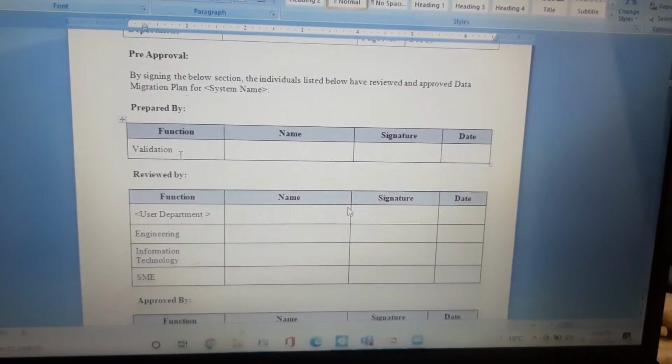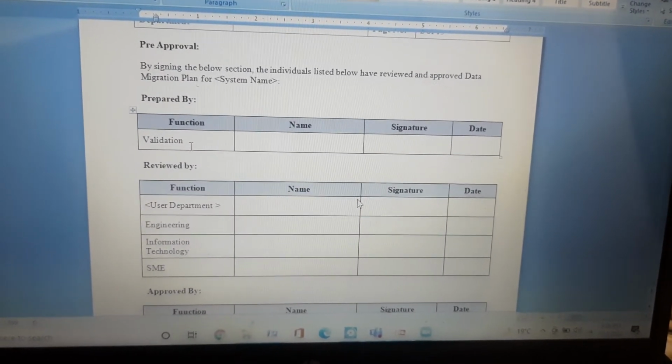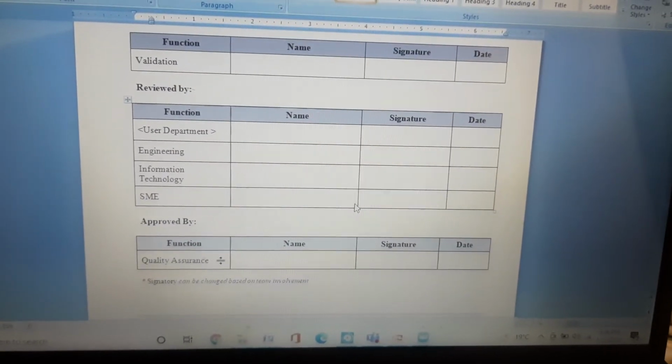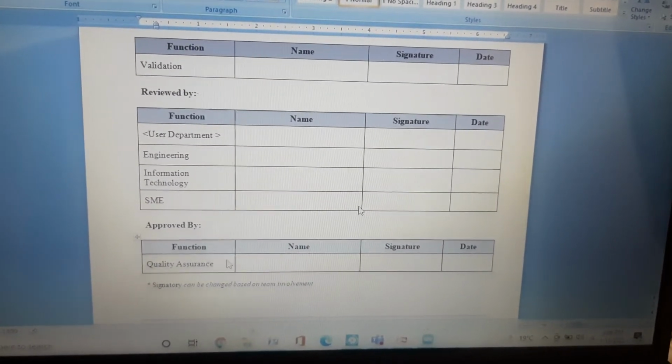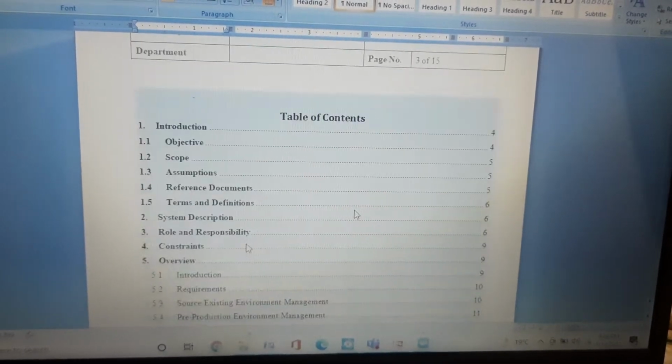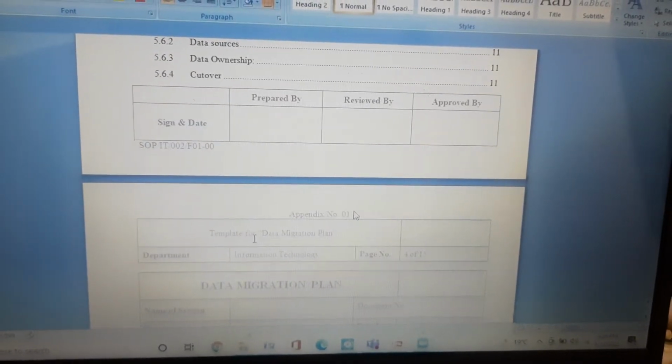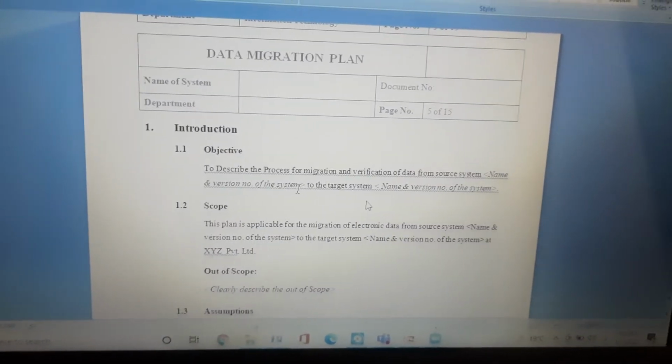It should be prepared by the validation person with the help of the IT persons, reviewed and approved by the various stakeholders, and finally approved by the validation person. Then mention the purpose of the document.